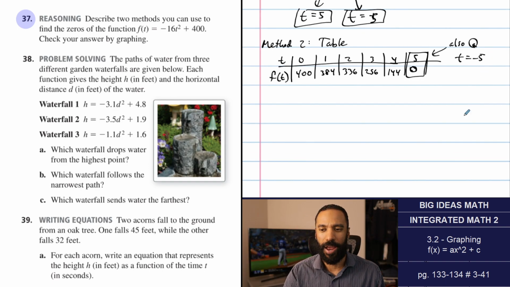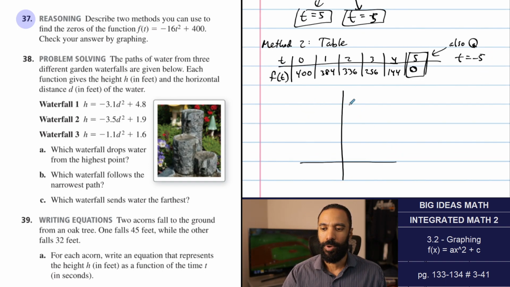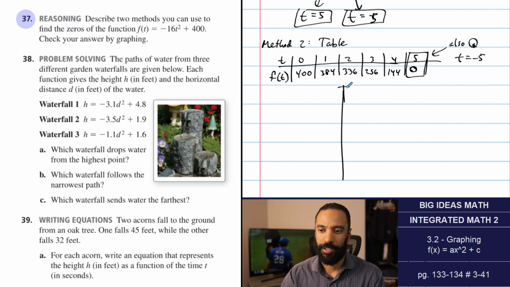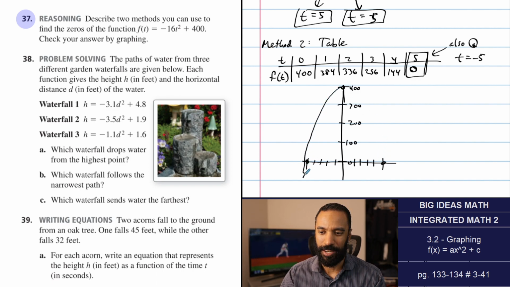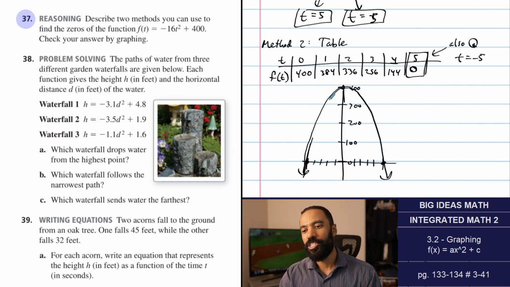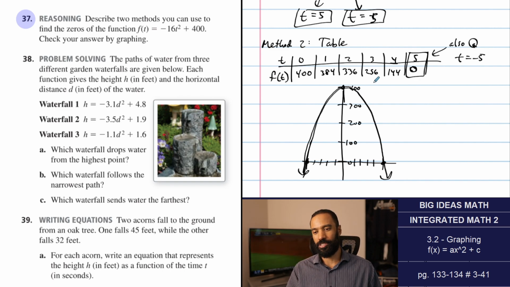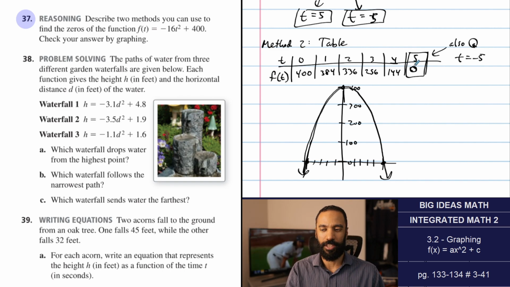Using the table, check it by graphing. We have 400 way up here. Well, let's make it even higher: 400, 300, 200, 100, and 0. This isn't the best graph in the world, but this is the idea. That's where it's going to be hitting, right there and right there. Sorry, I just don't know how they want us to answer this, and I don't necessarily have the scales in my head.